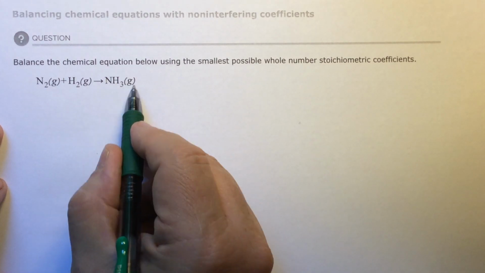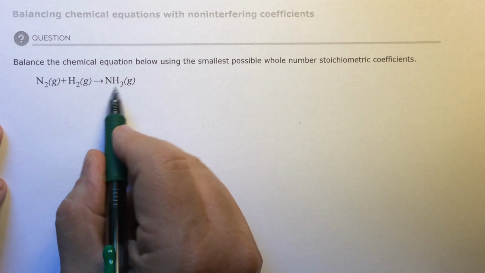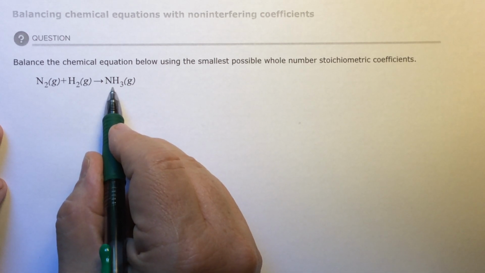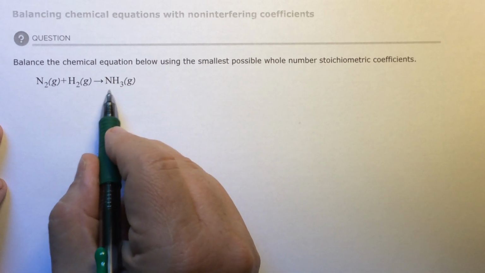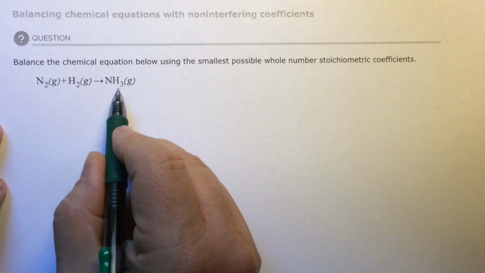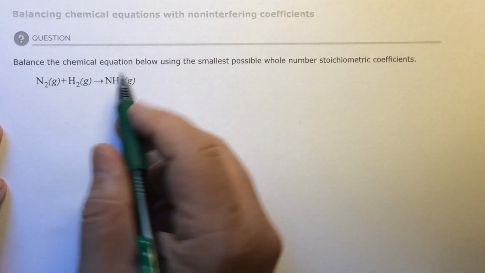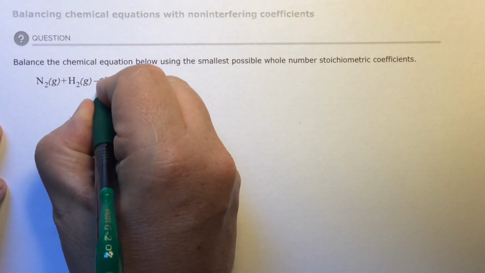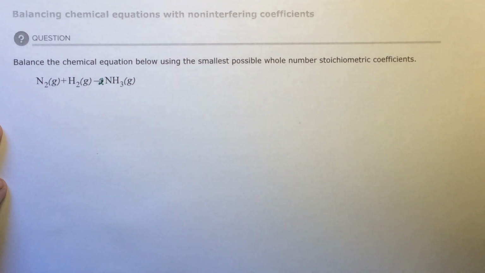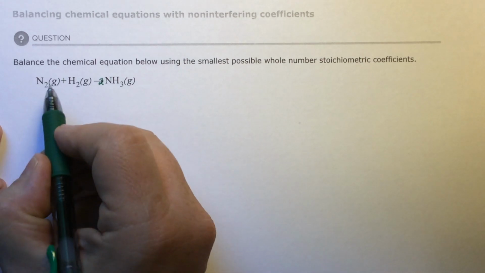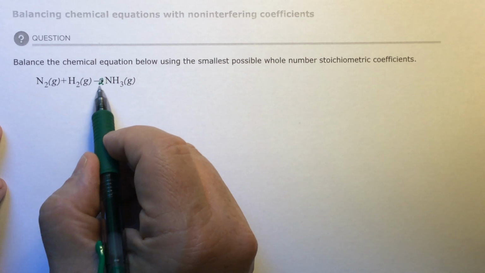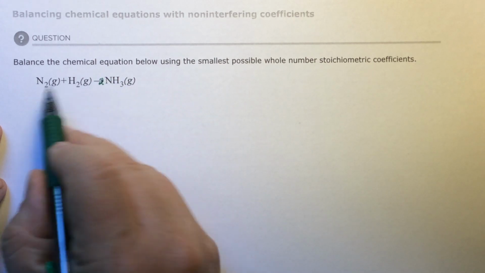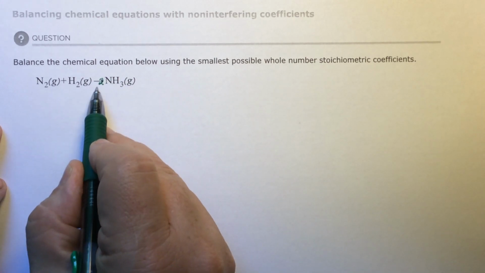In order to show that I'm going to need 2 nitrogens on this side, I can't put a subscript because I can't change this molecule. A molecule of ammonia is NH3. So I can't change the subscript. All I can do is use a coefficient. So I'm going to multiply the entire molecule by 2. So you'll end up with 2 molecules of ammonia at the end. So I've got 1 molecule of N2, and at the end I'm going to have 2 molecules of ammonia. So far I've got 2 to 2 fixed.